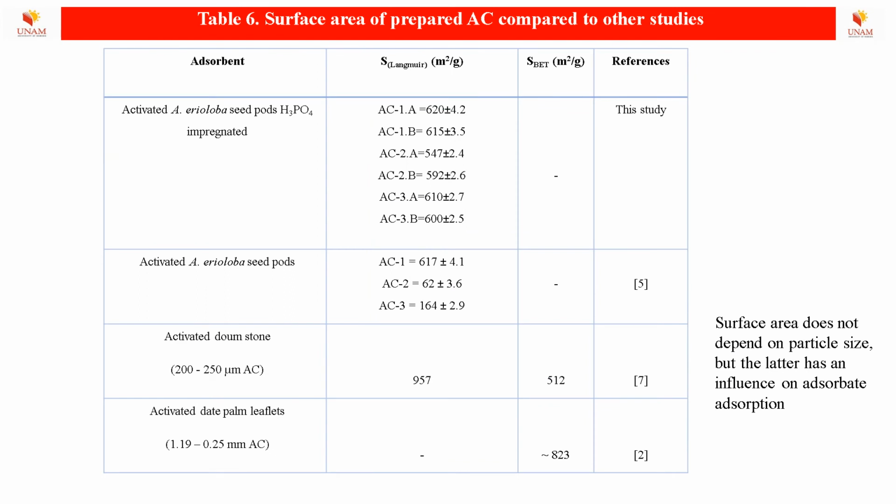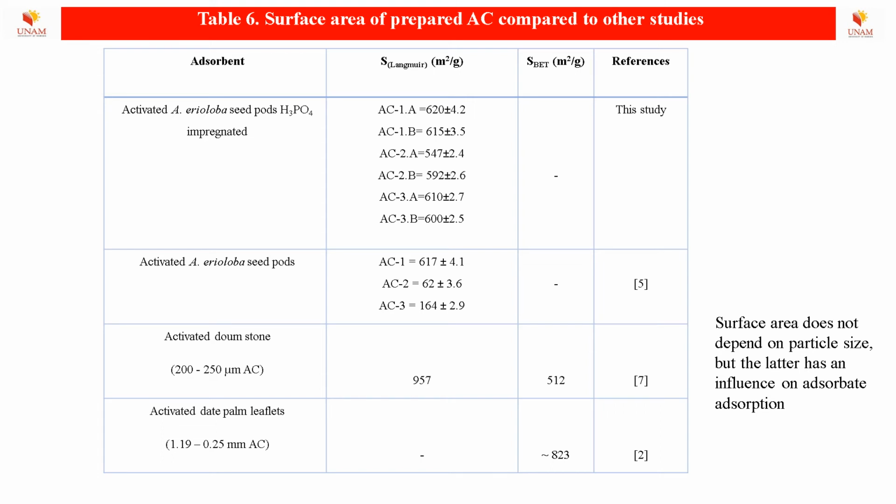Then BET surface area of prepared AC compared with other studies here. Activated carbon prepared from acacia erioloba seed pods, H3PO4 impregnated. We have for the Langmuir, then BET we did not get. BET Langmuir, it was good. There the surface area for AC1A 620, then 615, then AC2A 547. Slowly decreased for AC2. Maybe the pores may not be formed well for the AC2 with A and B, whereas for AC3A and AC3B it is giving 600.